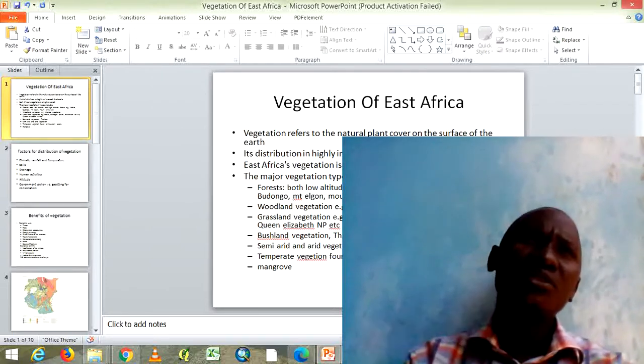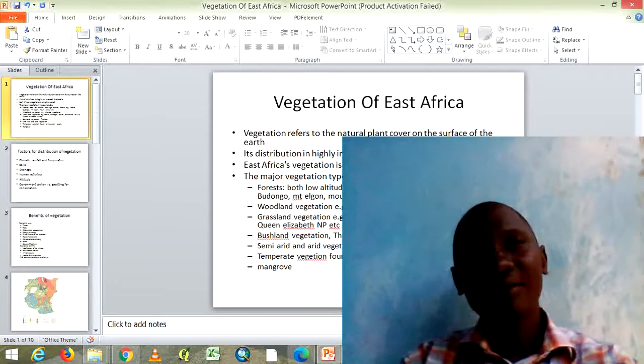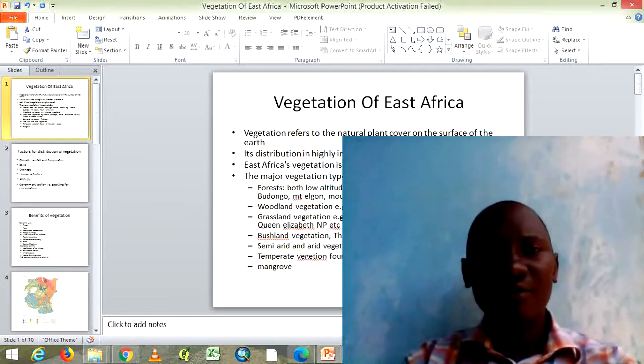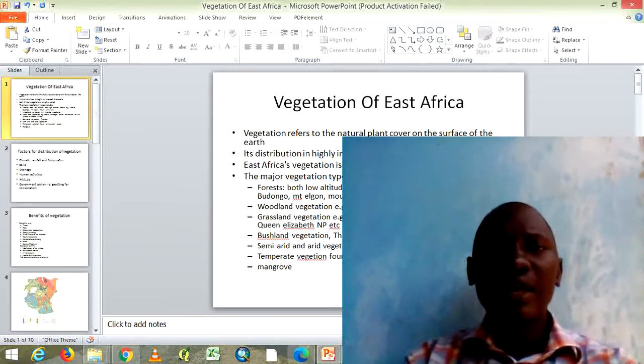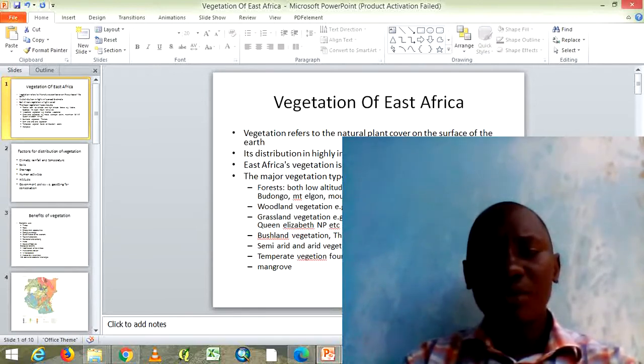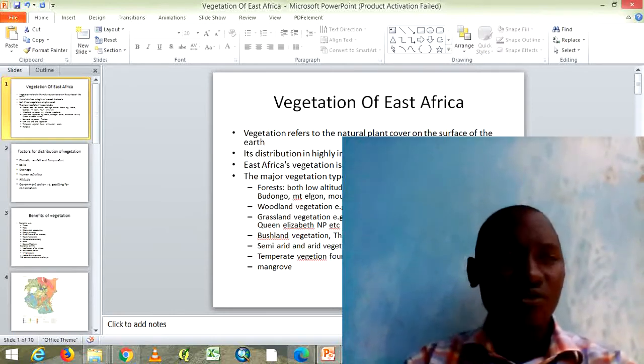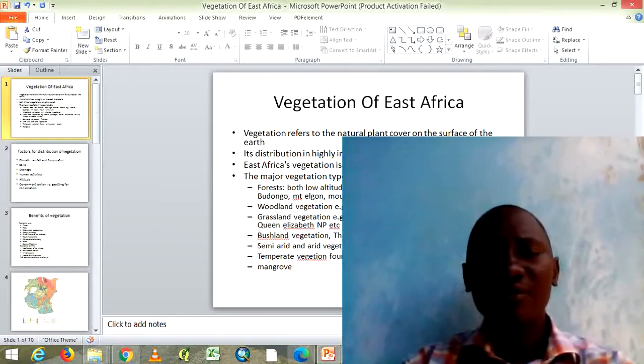Semi-arid vegetation, when you look at its characteristics, is made up of short and stunted trees. Some of them will have small leaves, others do not have leaves at all, because they are created in a way that they are able to adapt to the dry conditions so that they minimize water loss. That's why they have the small leaves. That's why they have the thick barks.